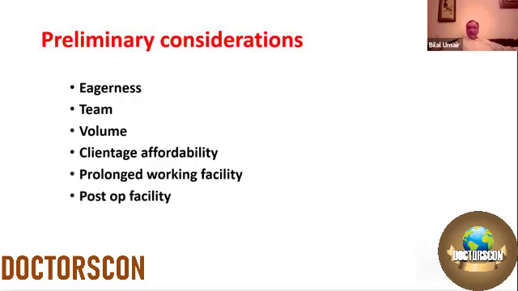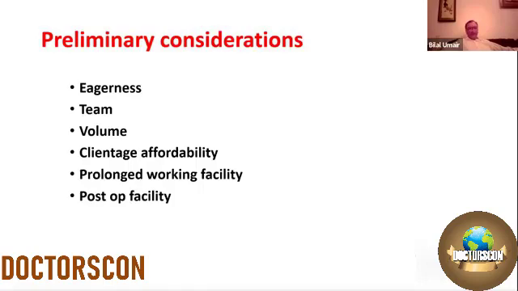The volume was decent enough. We performed about, let's say, 50 to 70 esophagectomies a year. Clientele affordability, as far as this was concerned, the staplers cost. Professor Chima and everybody, I think, from Pakistan realizes that a certain part of our population is free to all treatment. So that was not a problem.